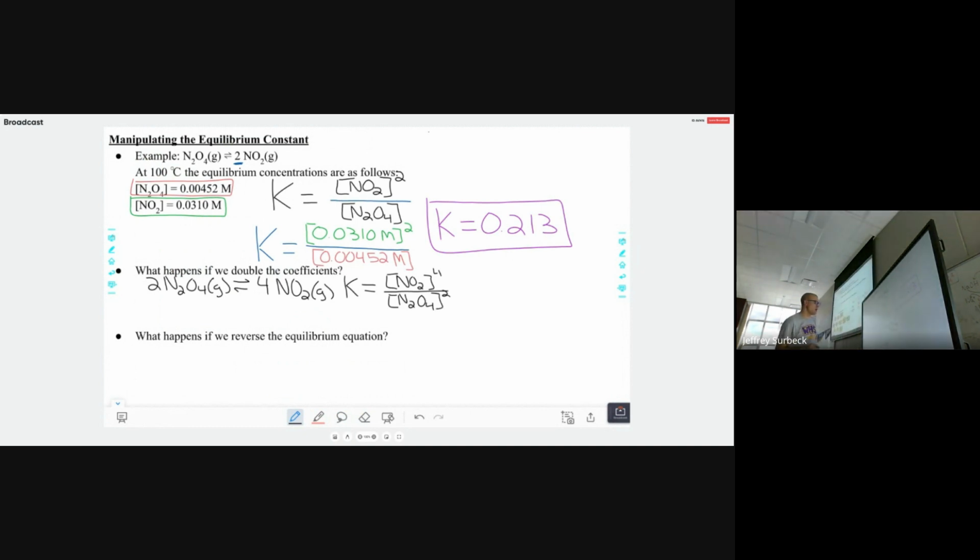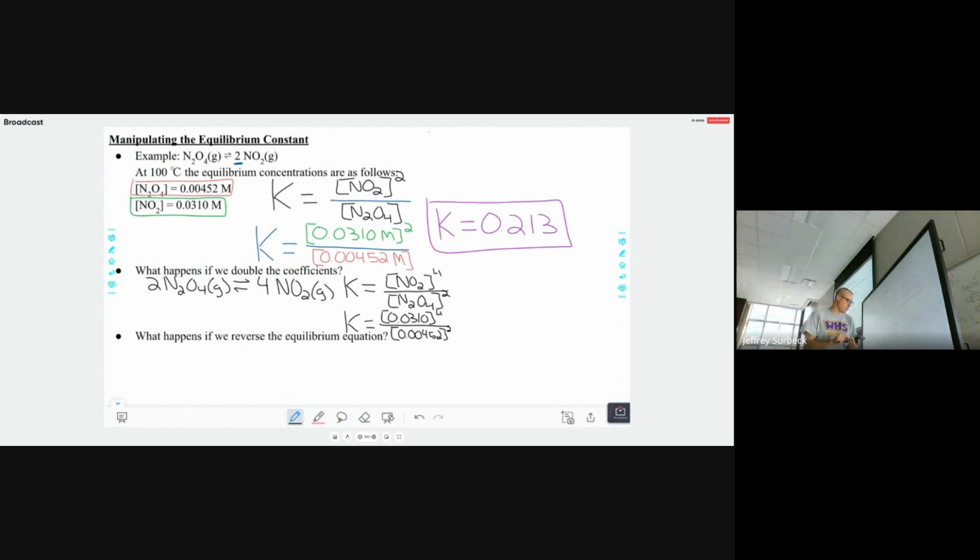And so if we plugged our numbers back in, we said, all right, K, we're still going to use NO2 as 0.0310. This time we're going to raise it to the fourth power, all divided by our 0.00452 raised now to the second power. Let's see what happens here in terms of our number.